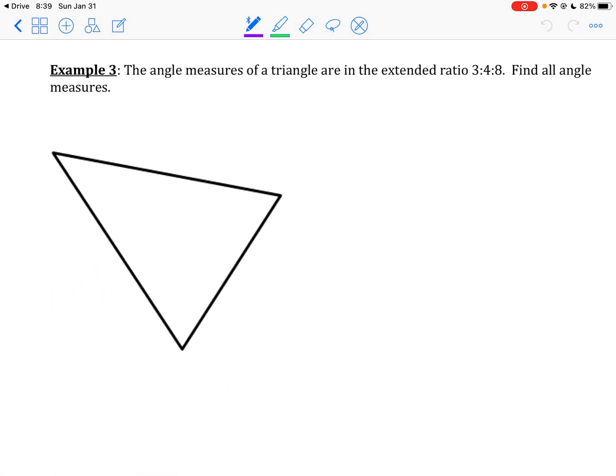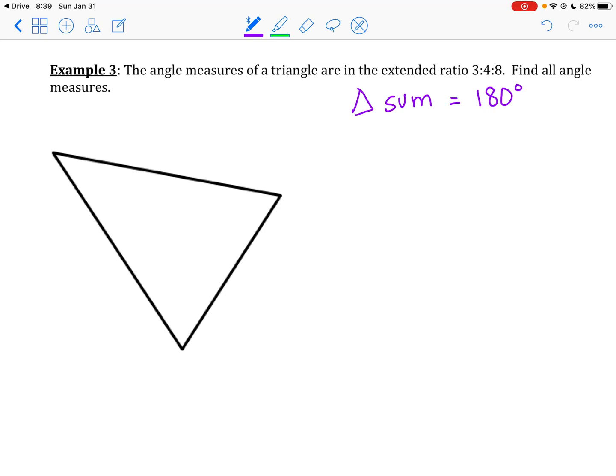All right, so sometimes our problems can give us an extended ratio, which tells us the relationship between three different things. So the angle measures of a triangle are in the extended ratio 3 to 4 to 8. So we're able to solve this problem because I know what the angle measures have to be equal to. So since this is a triangle, the triangle sum of the interior angles is 180 degrees. So these three angles have to add up to 180 degrees. I know their ratio is 3 to 4 to 8.